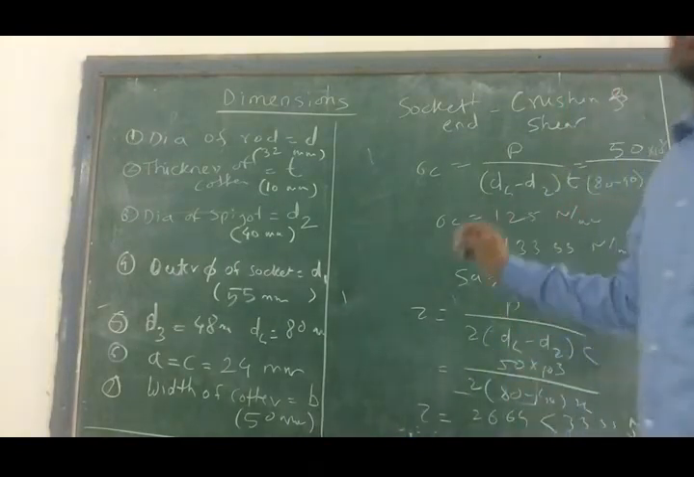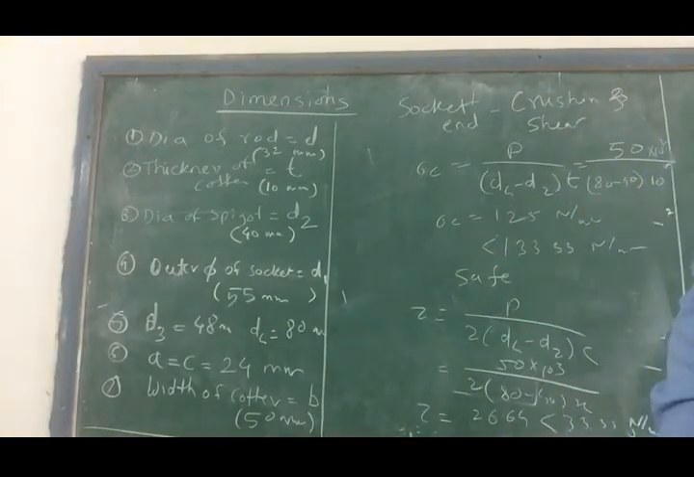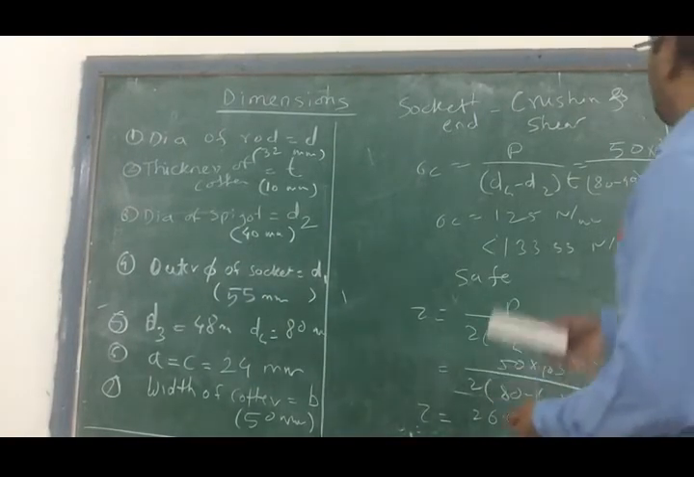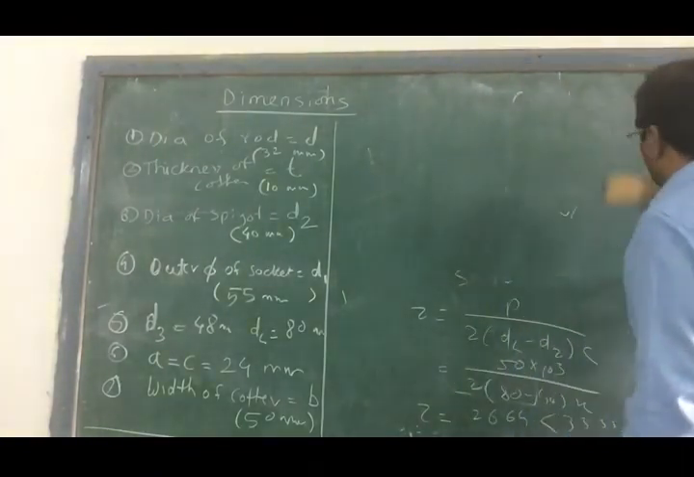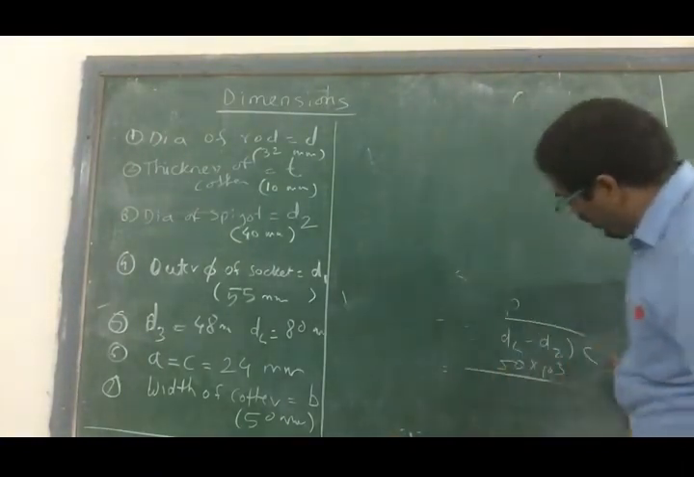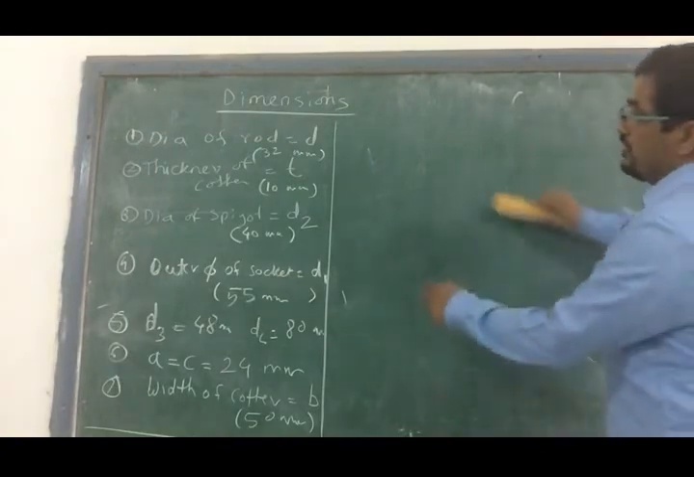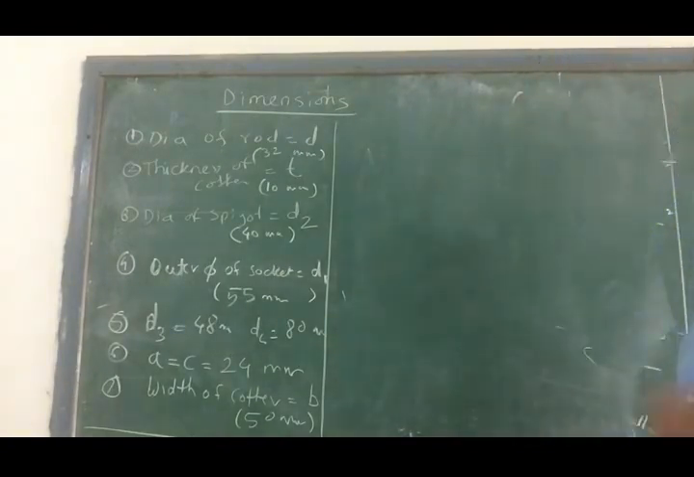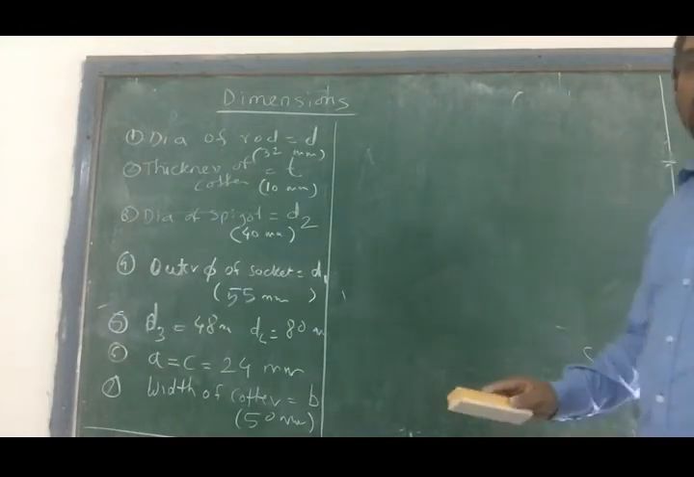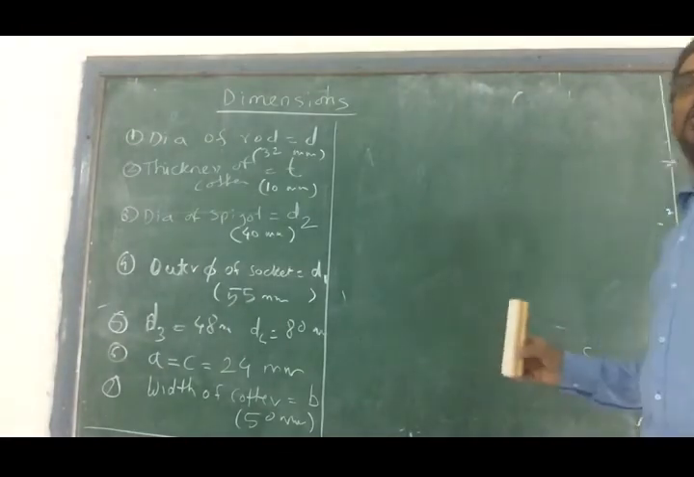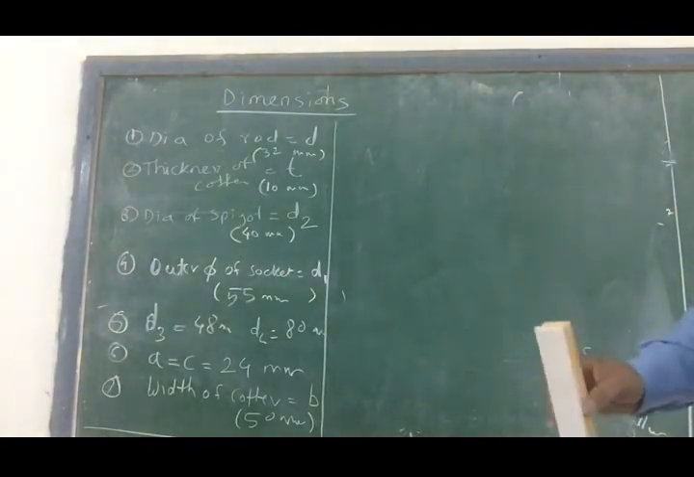So your socket will also not fail because of the shear or the crushing, right? So the last stage now, with this dimension we have checked that your design will not fail, your socket and your collar. We used different formulas to find the dimensions, and then using these dimensions we checked whether the crushing or shear failure of your socket and your spigot end will happen or not.